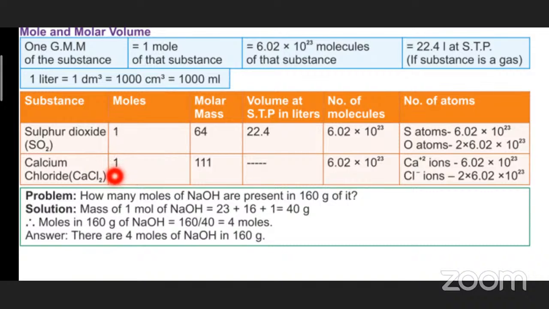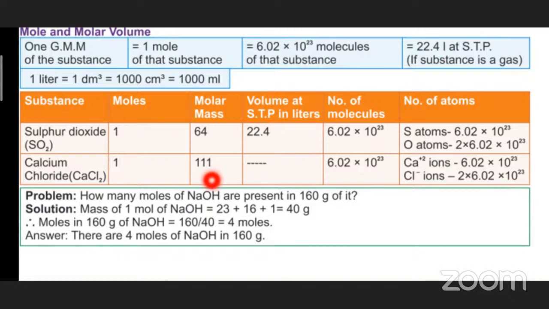Calcium chloride. That is CaCl2. Okay. If we take 1 mole, its molecular mass is 111 grams. Okay. Volume at STP, we are showing it as a dash. Why? Because it is a solid. Okay. For solids, we do not measure the volume, we measure the weight. So the weight is 111 grams. Okay.